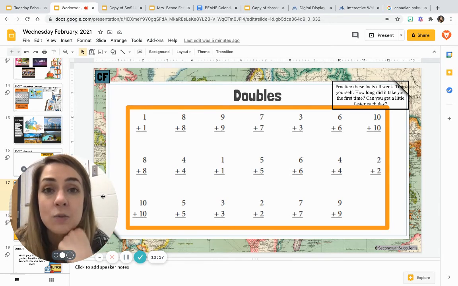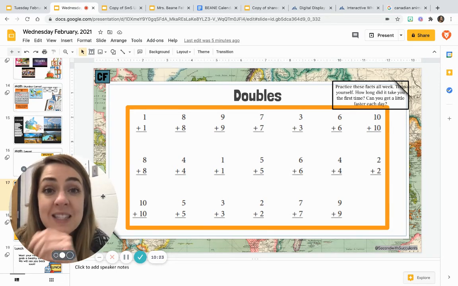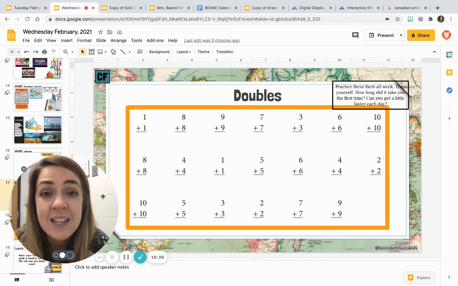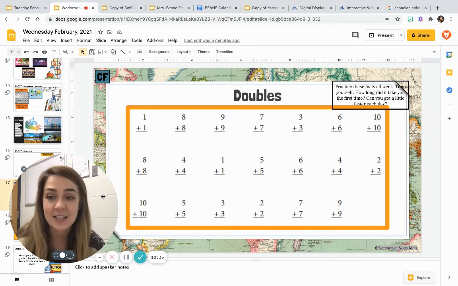So to know 1 + 1 is 2, 8 + 8 is 16, 9 + 9 is 18, 7 + 7 is 14, 3 + 3 is 6, 6 + 6 is 12, 10 + 10 is 20. So to know them fast, okay? That is something that you should work on. I will have these on the slides so that you have it to practice.